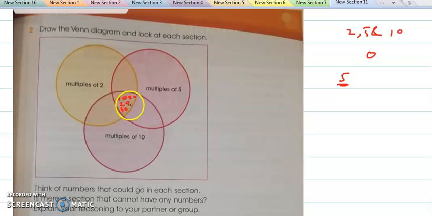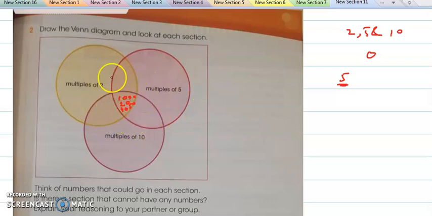I will write the 50 as well, and so on. Many numbers can be written, so I'm keeping myself to a maximum of 50. After 50 I will not write any number in this Venn diagram. There can be a lot of other numbers as well, but if I start writing, it will take a lot of time and the video will go longer.